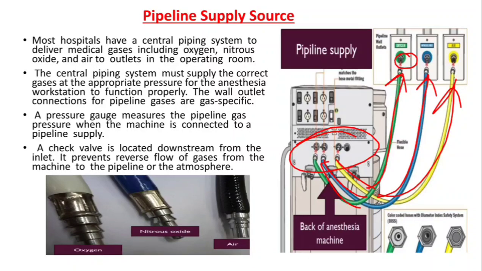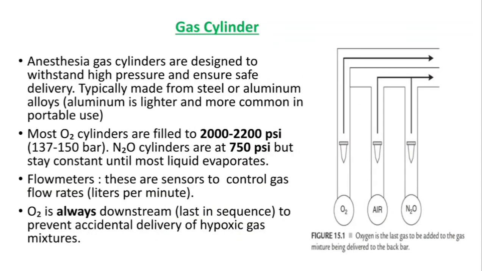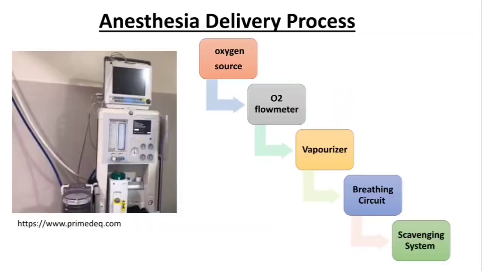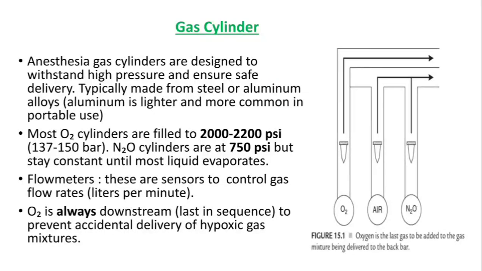So it's super convenient, and the pressure is controlled for safety. Now you must be thinking, what if the pipeline fails? From where then will we get the gases? No worries in that case also, because we have cylinders as a backup. These high-pressure tanks, these cylinders, store oxygen at 2000 psi pressure. Nitrous oxide is stored as a liquid and stays steady at 750 psi. So cylinders ensure that no patient is left without oxygen even if the pipeline supply fails. It's a kind of backup.